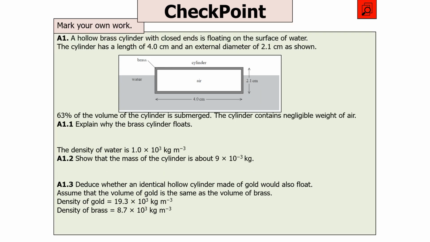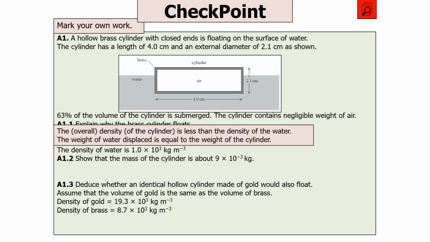So pause the video now, then unpause the video when you want to go through your answer. Right, in this first one, there's two reasons why an object would float. It's that the density of the object is less than the density of water, and that the weight of the water displaced by the cylinder is equal to the weight of the cylinder itself.